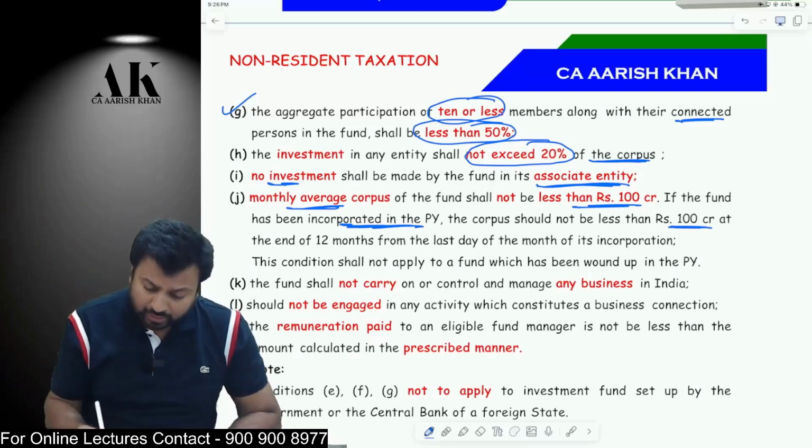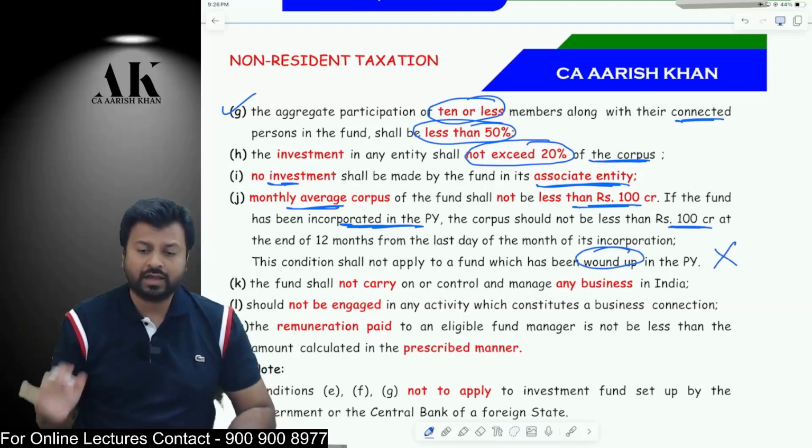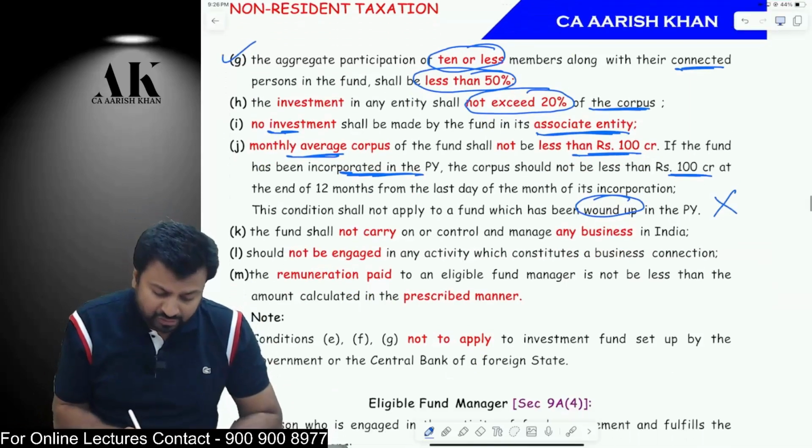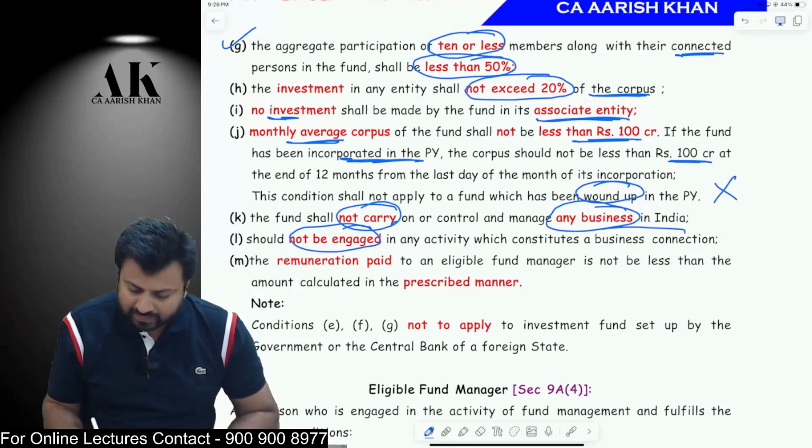Okay. If the fund is going to be wound up in the current year, meaning it is going to be closed in the current year, then this condition is not applicable to the fund. I hope it is clear to all of you. Next one, the fund should not carry on any business in India. The fund should not be engaged in any activity in India which amounts to a business connection.